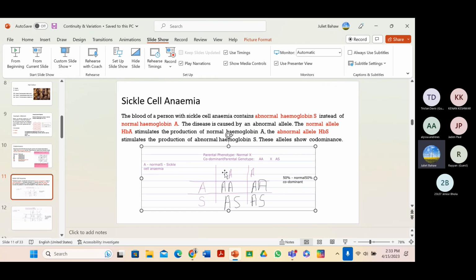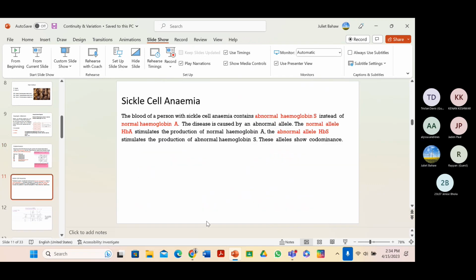I don't like how this chart is looking. I'll re-upload the slides with this new diagram. I find this looking a bit difficult.